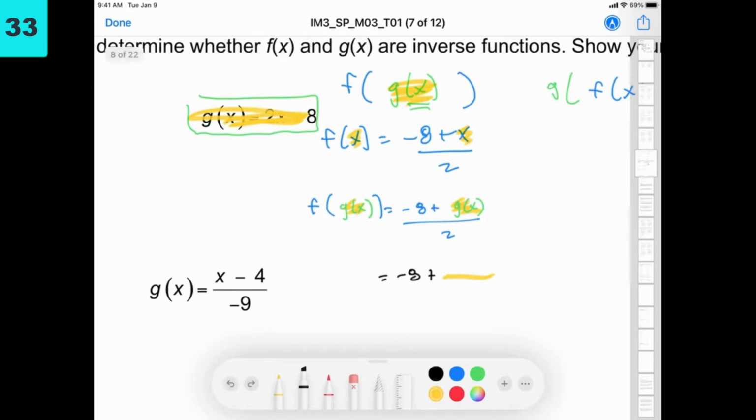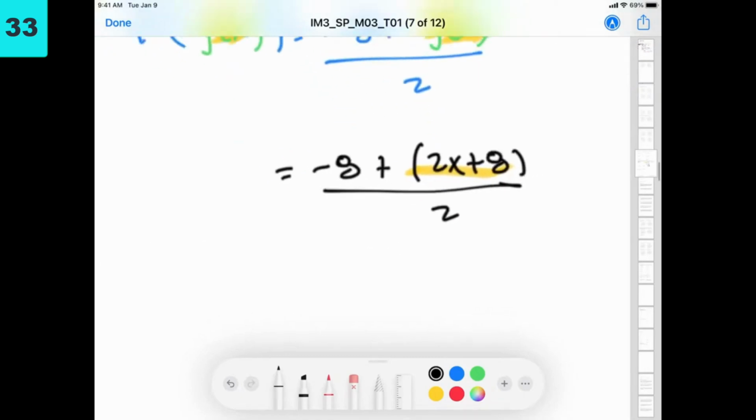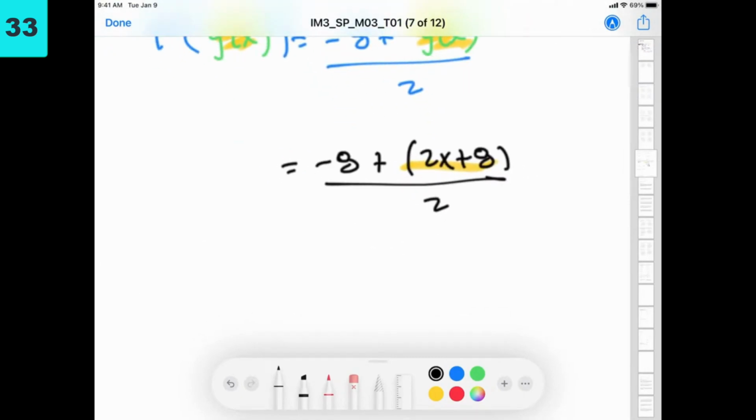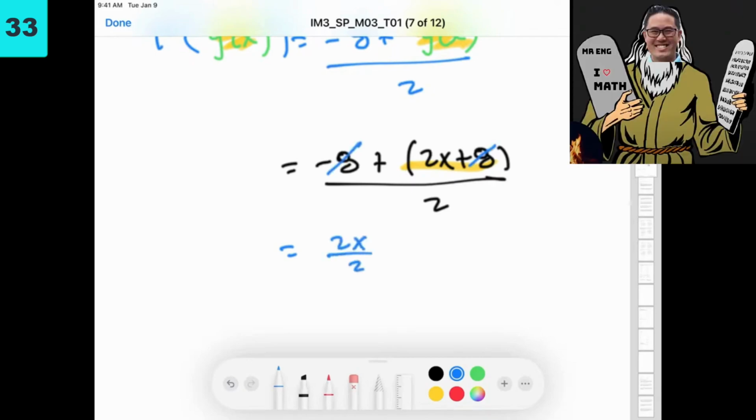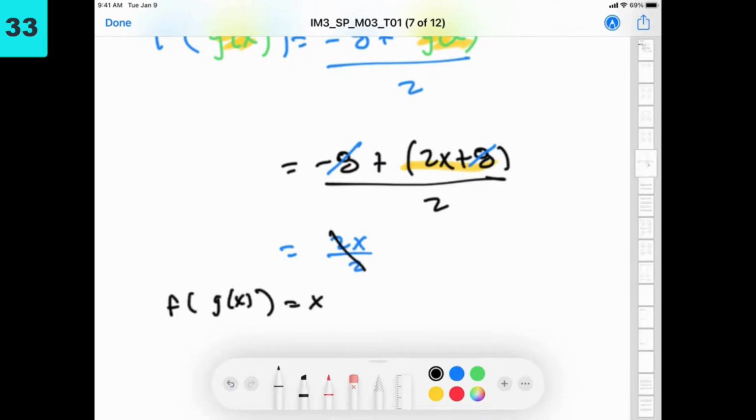Whoops. Put in parentheses. And then we just simplify. I don't need the parentheses, so negative 8 and a positive 8 equals 0. So I have 2x over 2. And then you can just cancel your 2's, so that is equal to x. So f of g of x equals x. This is a good thing.